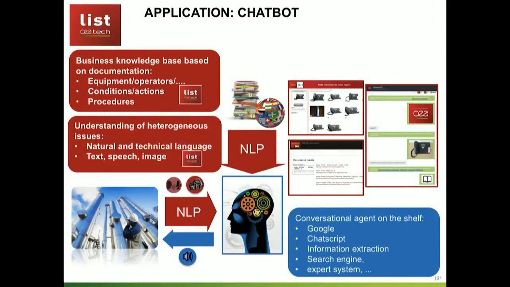And now this kind of tool we are using for a chatbot like Almond, but on a particular domain. So the idea here is really to be oriented towards a particular business. So the idea is to feed the system with documentation on equipment and things like that, so that afterwards the chatbot could interact with the user in natural language on this particular domain. And indeed, this could be linked to off-the-shelf systems like Facebook, Google, and the others.